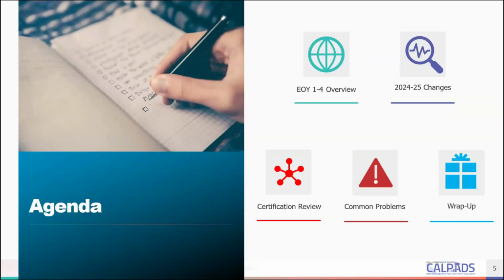So here's the agenda for this training. We will discuss the following. We'll start with a very brief overview of the EOY submissions, and then discuss the details of this year's EOY changes. And we will take a couple of minutes to review the certification process and go over some common problems. And lastly, wrap up the session with some key points and important reminders for you to take away.